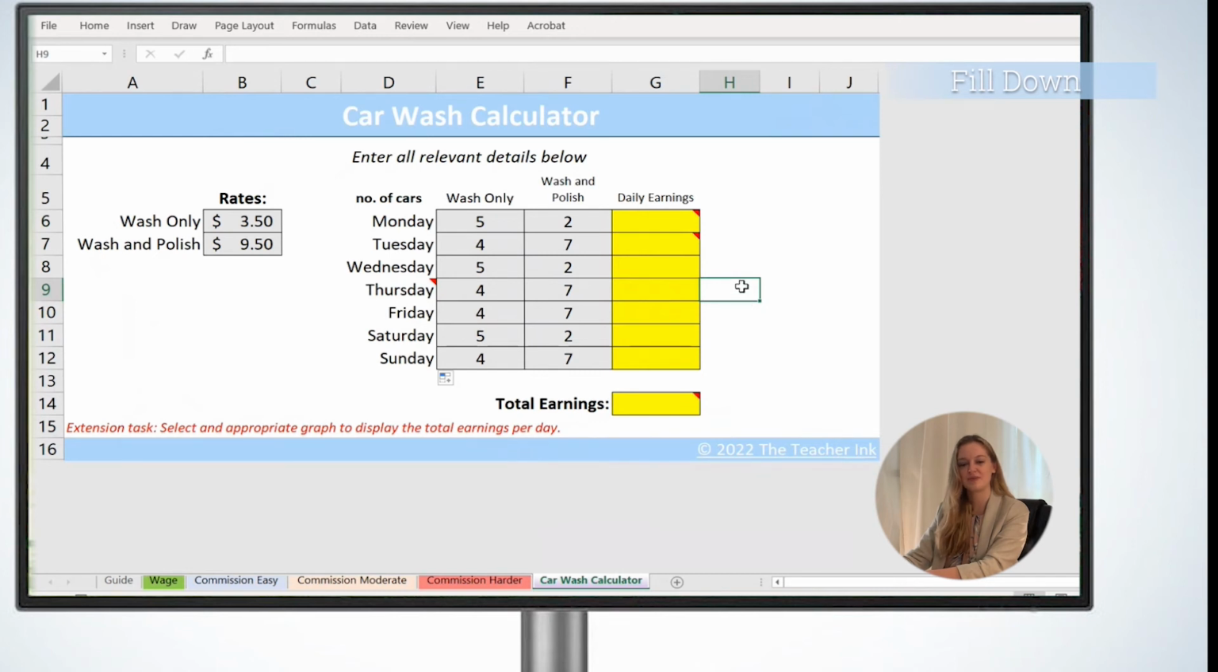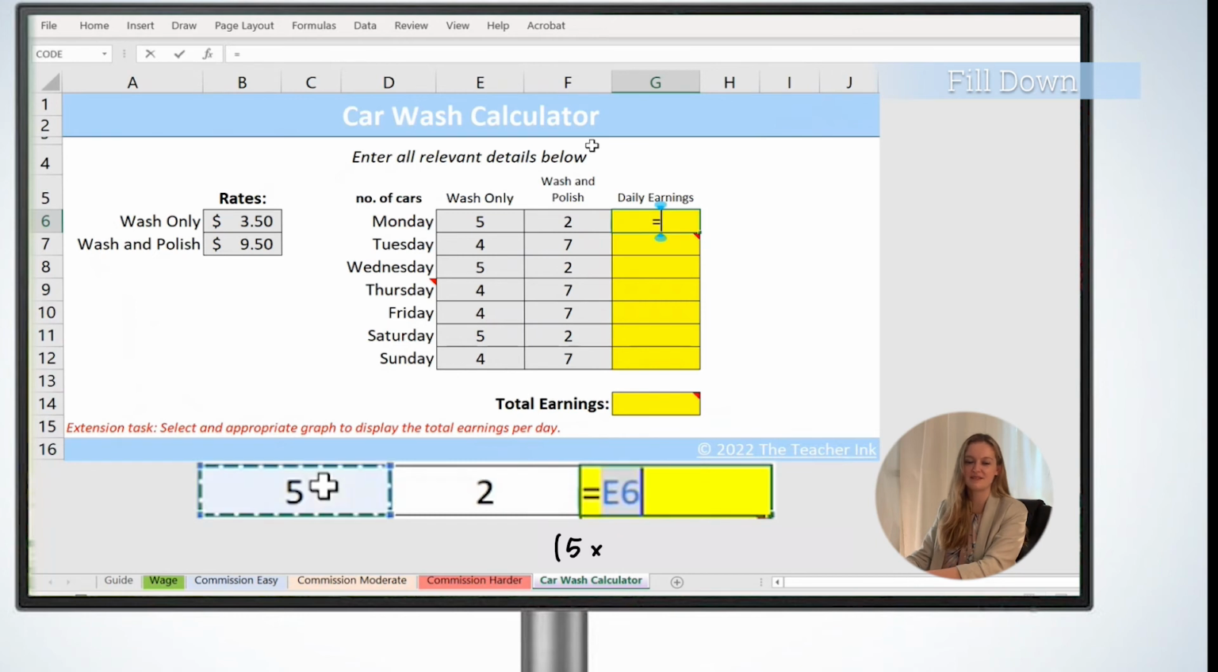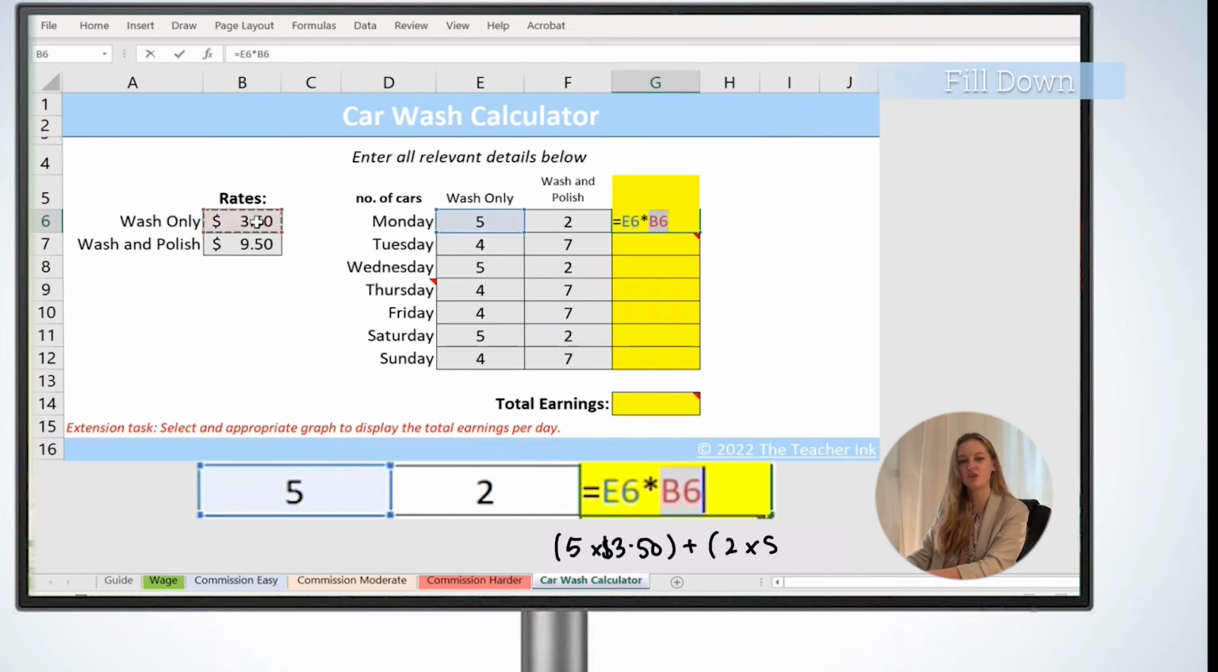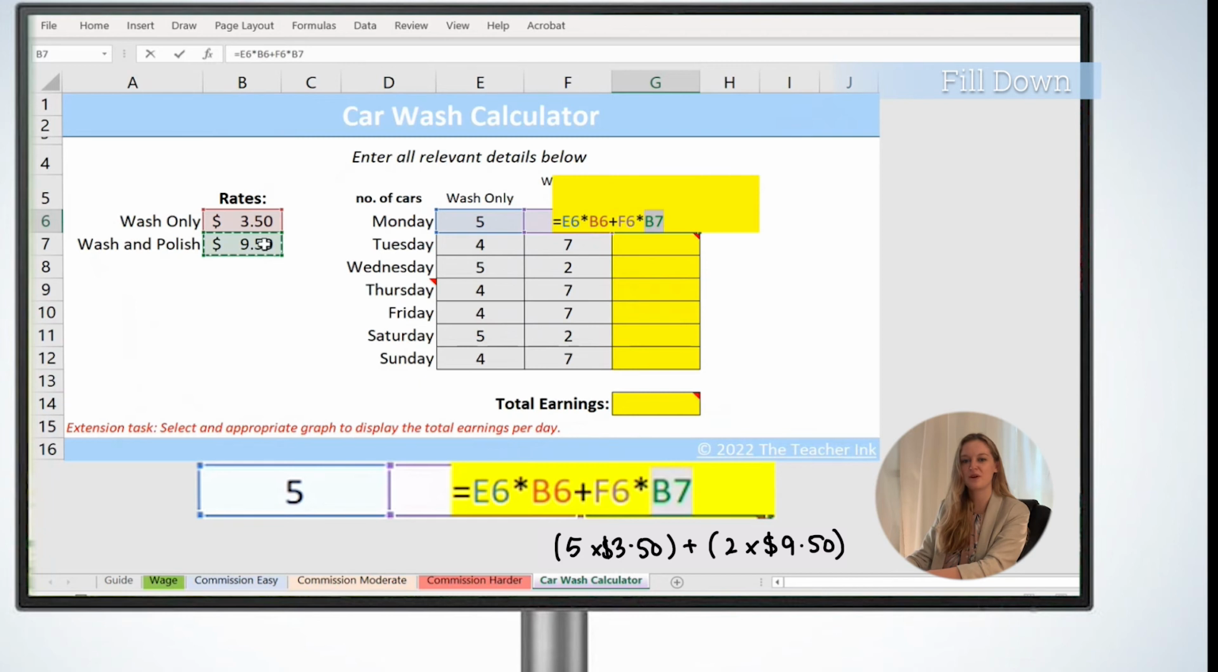Let me show you. On paper, to calculate my earnings for Monday, I would take the 5 cars that received a wash only and multiply that by $3.50. Then I would multiply 2 by $9.50. Finally, I would add those two values together. I should be able to do this calculation all in one go.